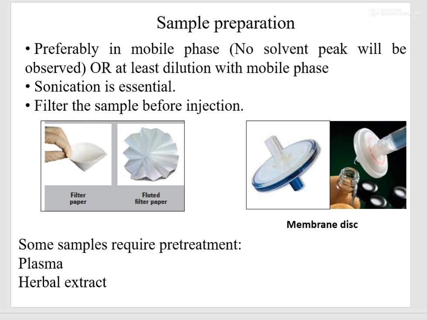Next is sample preparation. Sample should be prepared preferably in mobile phase. If your sample is soluble in mobile phase, you should use that mobile phase composition as the solvent, so that you will not get any solvent peak. But if your sample is not soluble in mobile phase, at least go for dilution with mobile phase, then also it's fine. But if this is also not possible, it's okay to use a solvent other than your mobile phase, but the solvent peak should not interfere with the analyte peak.